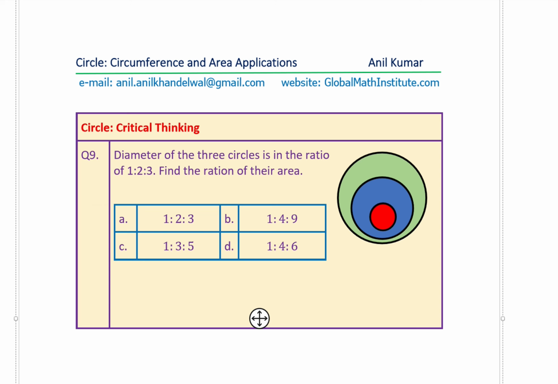Now, this particular example, let's look at it. Question number 9: the diameters of three circles are in the ratio of 1 is to 2 is to 3. Find the ratio of their areas. We are given that the diameters are in the ratio 1 is to 2 is to 3, and now we need to find the ratio of their areas. What is the right choice? I'd like you to try it out. You can do it with a calculator also.